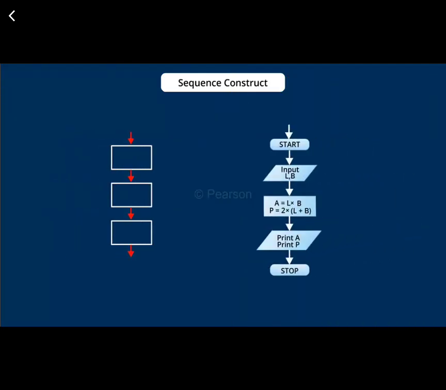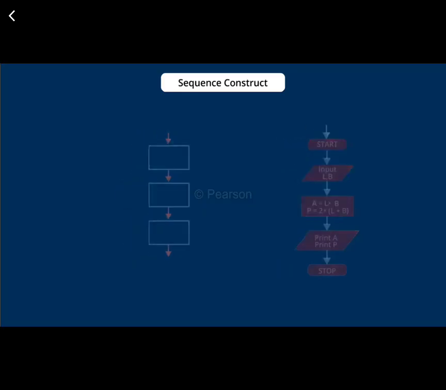In computer programming, the area and perimeter of a rectangle are to be calculated. For that, we first input the length and breadth of the rectangle. Using these input values, the area and perimeter of the rectangle are calculated and printed, and the program ends. This type of execution is called sequence construct.